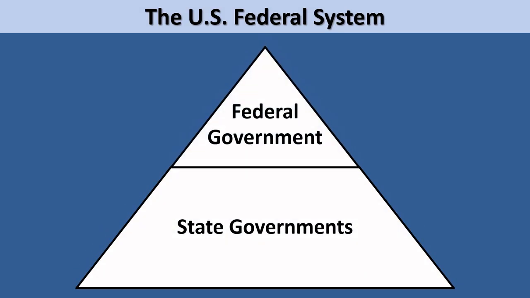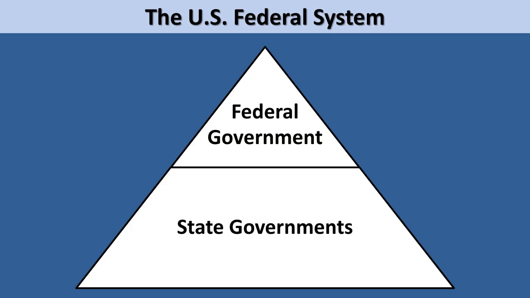The idea of separation of powers also played a large part in the creation of the U.S. federal system, which divides U.S. government into two levels. At the lower level, there are state governments. Each state of the United States has its own government, chosen by the people of that state. State governments make laws and regulations that apply only within that state. At the higher level of U.S. government, though, we have a central or federal government that oversees the entire country.